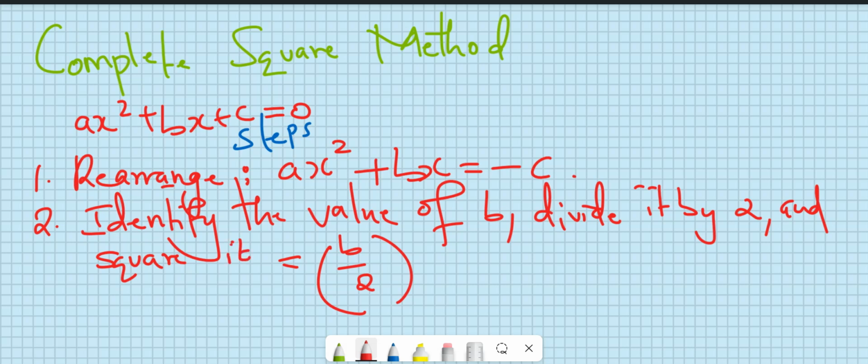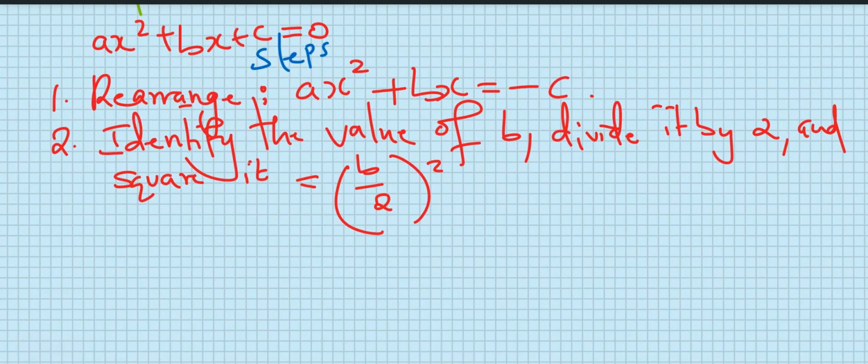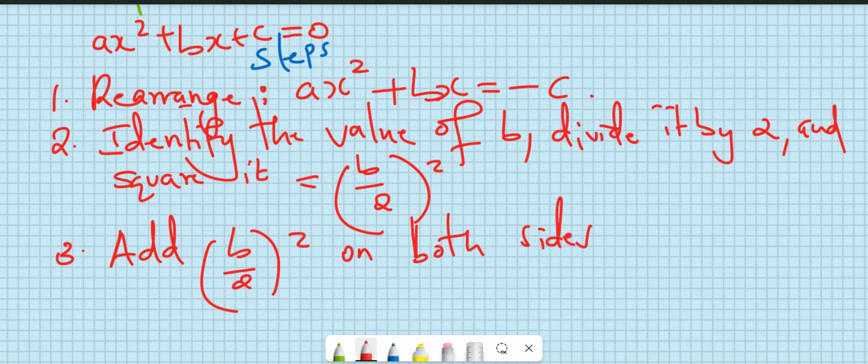Yes. So this is a simplified principle. So b over 2, then you square it. After you've done that, now the third step is to do what? Is to add b over 2 squared on both sides of the equation.